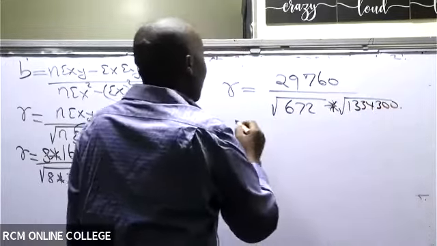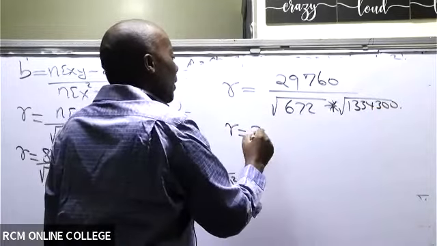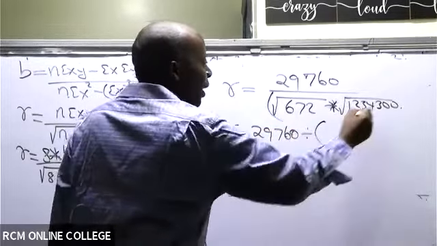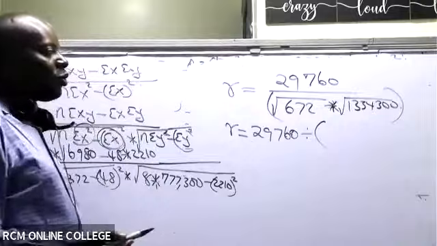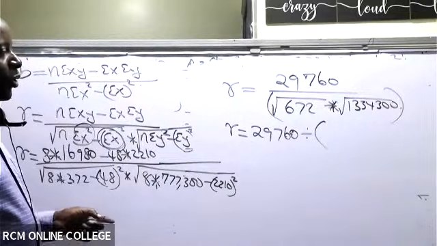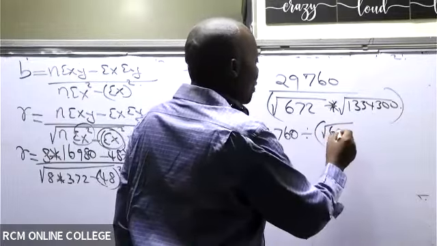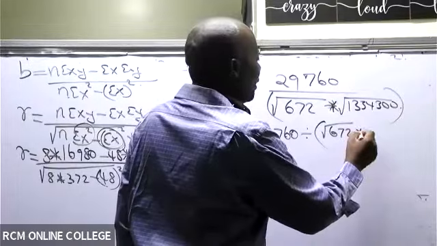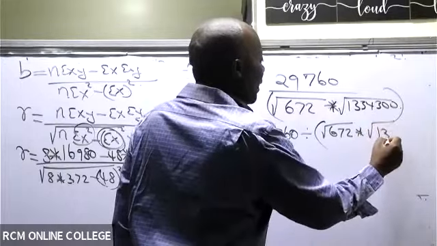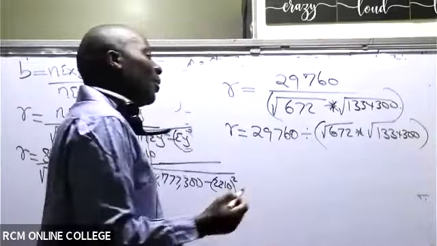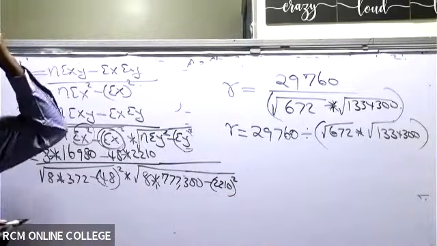So in your calculator, to get this R, you'll say 29,760 divided by, you open bracket here to take care of it, because there are two terms. You must always open brackets. So you say 29,760 divided by, open bracket, square root of 672 times square root of 13,343, and then you close bracket, and then you tell me equals. What figure will you get?